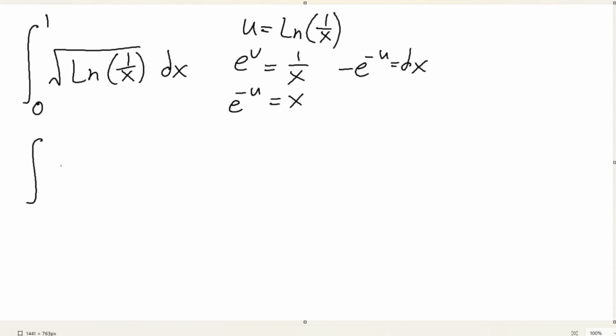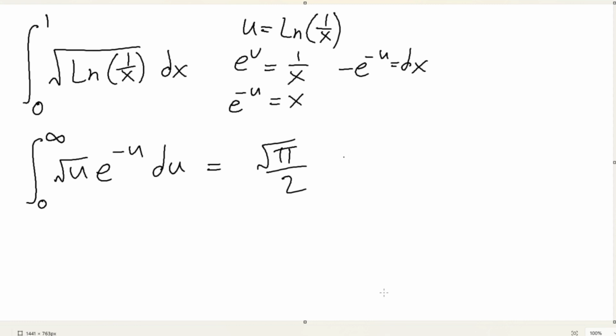So I see, let's see. If we plug in 0, that's infinity. But we're going to use the negative sign to switch the bounds. 1 is 0. So we have the integral of the square root of u times e to the negative u du. Huh. This looks familiar. If you remember this integral, we just do another u substitution. Let w equal the square root of u, and then you just get into a Gaussian integral. We've done this integral before. We know that this is equal to the square root of pi over 2, just by doing another u sub.